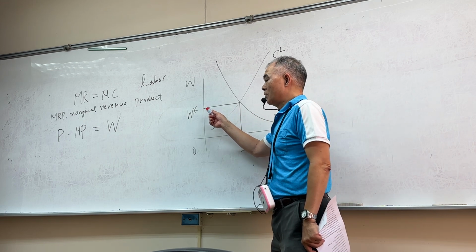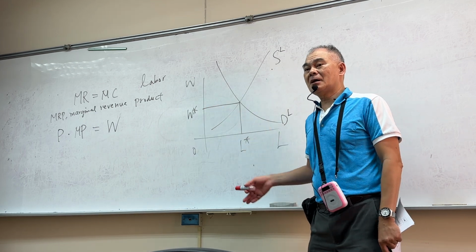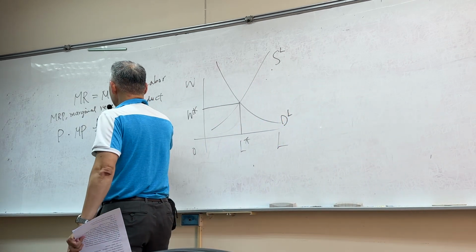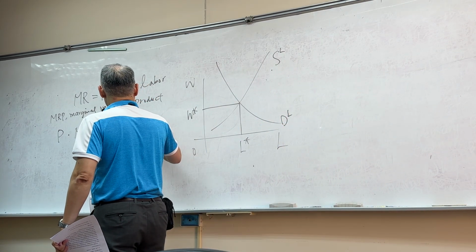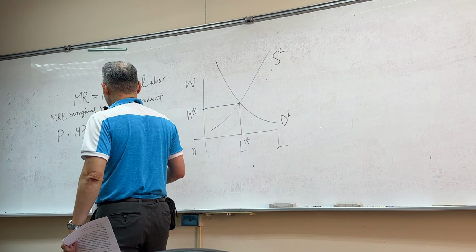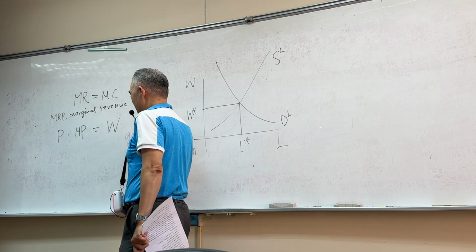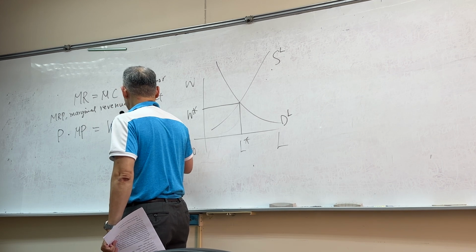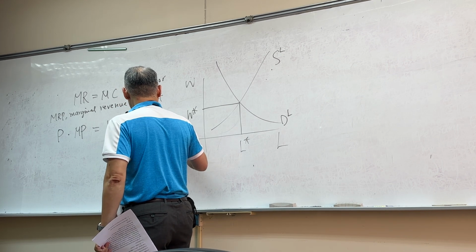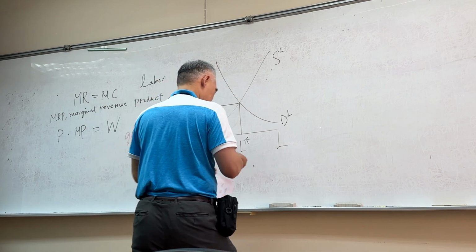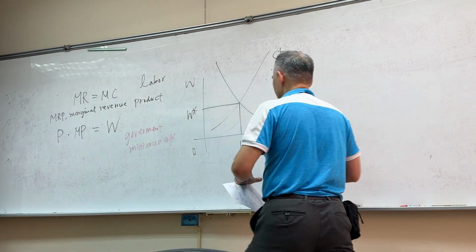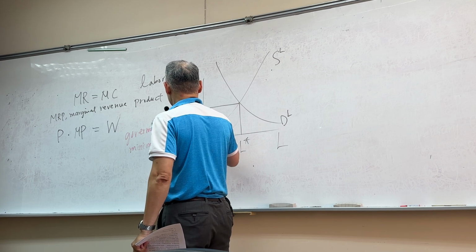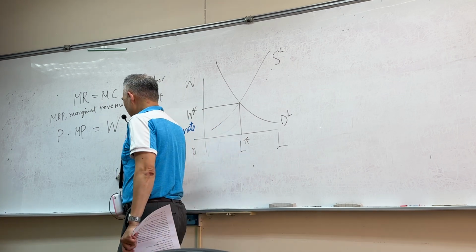Supposedly the market runs efficiently, but sometimes there's intervention. There are two types of intervention. One is by government. So what does government do? Sometimes there is what we call a minimum wage rate. And then there's the union.